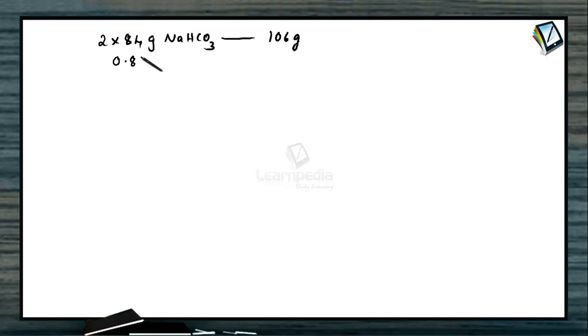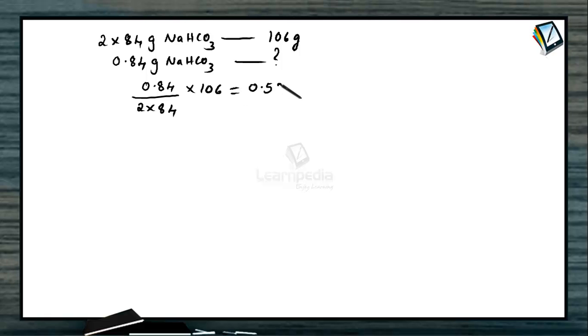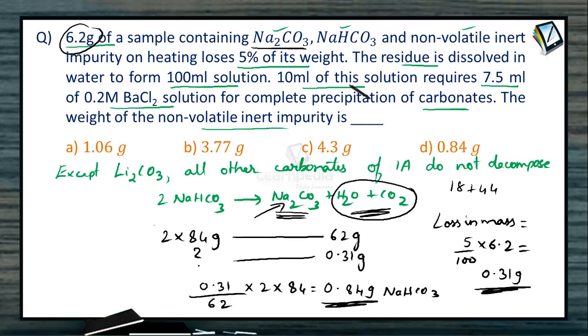But in this mixture we are having only 0.84 grams of sodium bicarbonate. So what will be the residue formed here? It is 0.84 by 2 into 84 multiplied by 106. Solve this, you will be getting the value as 0.53 grams of sodium carbonate. What is the 0.53 grams of sodium carbonate? So this is the sodium carbonate which is formed as a residue. So now we need to find out what is the sodium carbonate present in the original mixture, and for that one only the second part of the question is useful.